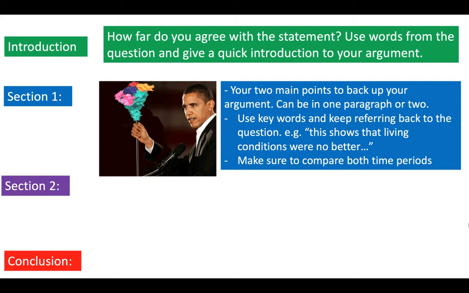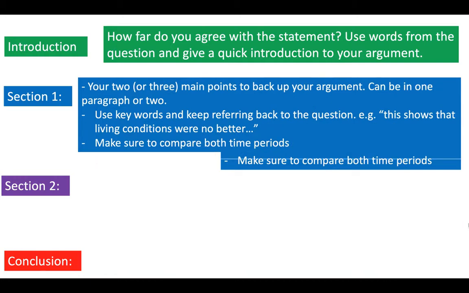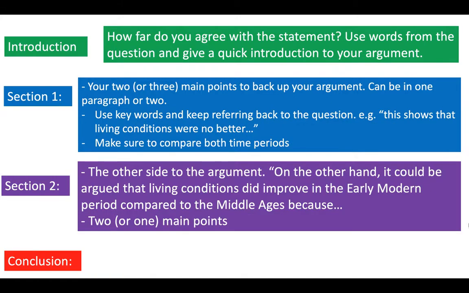We also need to always make sure we're comparing both time periods. So you need to keep on mentioning what something was like in medieval Britain compared to what it was like in early modern Britain. That's our section 1. Section 2, we're going to give the other side to the argument.